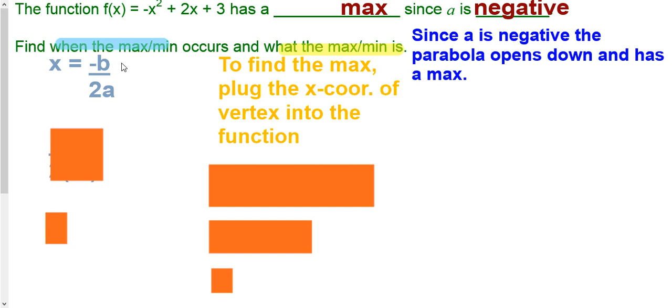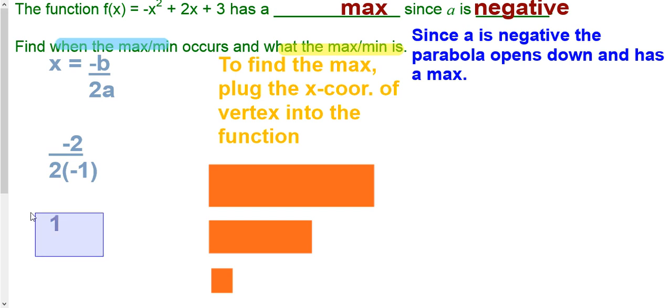When is the x-coordinate of your vertex, which remember is -b over 2a. So we plug in -b over 2a from our function and we get 1. So when does our maximum occur? When x is 1. What is the maximum?